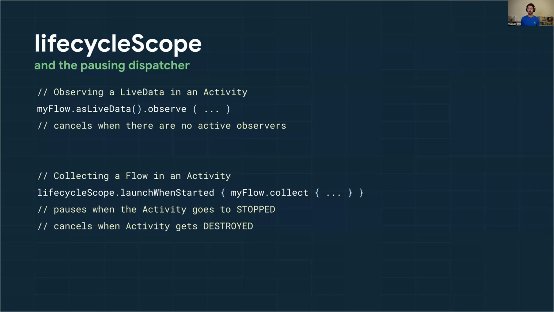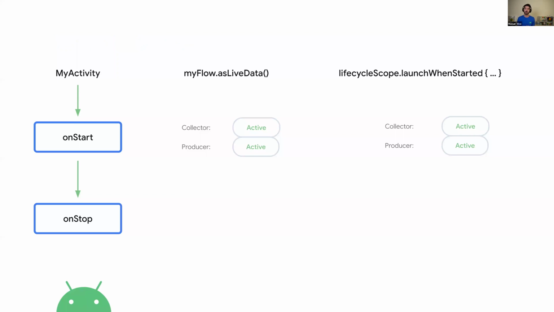So the first one, using flow as LiveData, it's going to cancel the flow collection when there are no active observers, which means when the activity is in the stopped state. So it's going to cancel that observation. But the second one is going to use a pausing dispatcher, which is going to pause execution when the activity is not started, but only cancels the coroutine when the activity is destroyed. And so whenever the activity goes to the stopped state, it's going to suspend the coroutine, but it's not going to cancel it. And now this is something that you have to keep in mind.